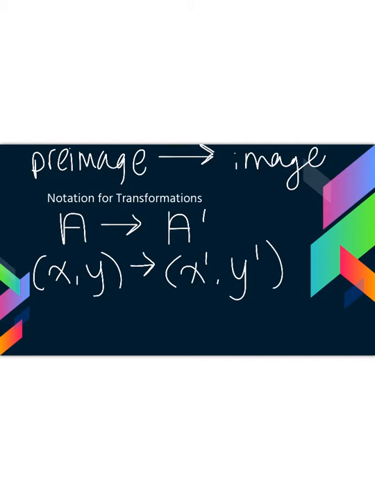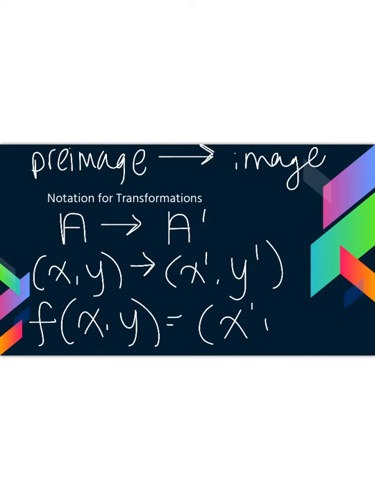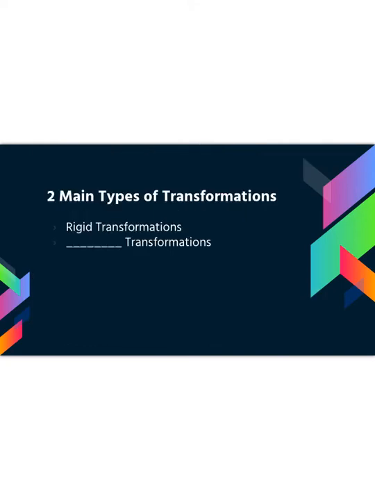You can also use a function rule to show transformation. And so that will be f of x, y equals x prime, y prime. Notice that in this case you have two values going in as your inputs, and that's because we're dealing with coordinates. So just having x being the input wouldn't be enough because we're moving x and y coordinates. There are two main types of transformations, and those transformations are rigid or non-rigid transformations.